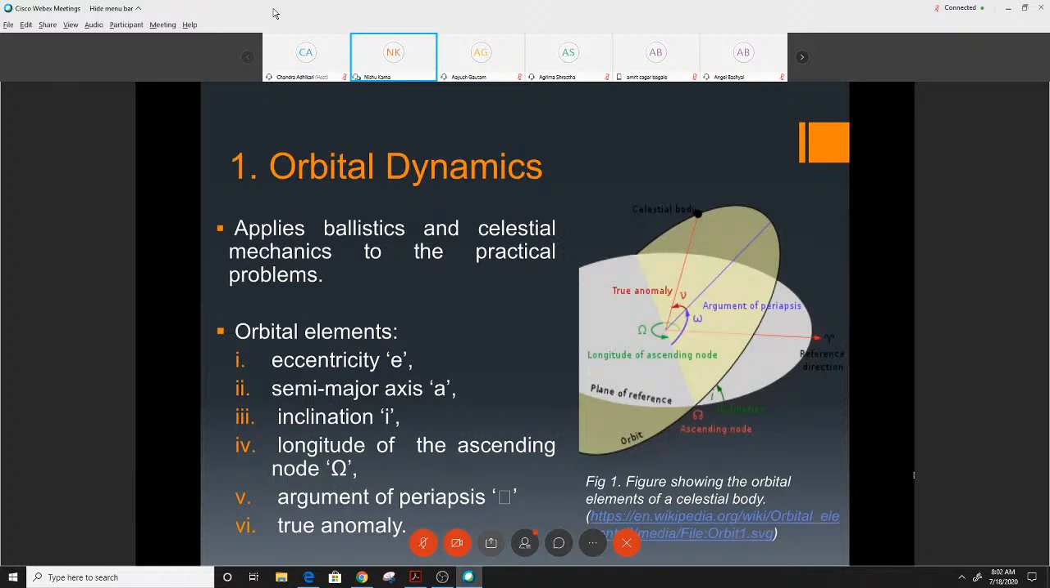Next, the argument of periapsis is the angle between the node and the blue line shown in the figure, which represents the closest distance that a satellite can approach its primary body. The last one is the true anomaly. This defines the position of the body in its orbit at a certain time.